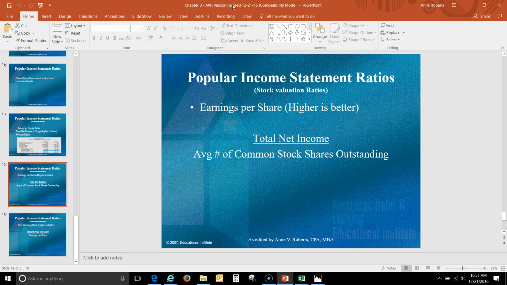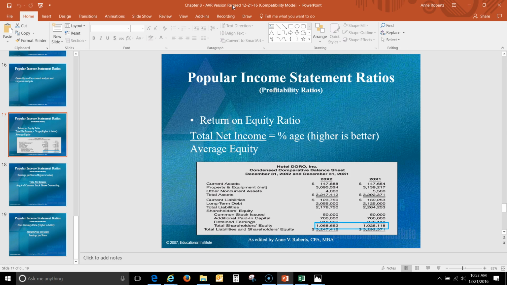All right, then the next one is earnings per share. Now, earnings per share is actually going to give you a dollar amount, okay? So it's simply total net income divided by the average number of common stock shares outstanding. Again, average common stock shares outstanding is beginning plus ending divided by 2.